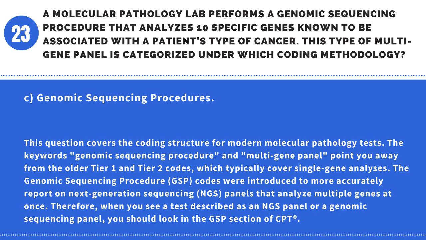Answer: C. Genomic sequencing procedures. This question covers the coding structure for modern molecular pathology tests. The keywords genomic sequencing procedure and multi-gene panel point you away from the older Tier 1 and Tier 2 codes, which typically cover single-gene analyses. The genomic sequencing procedure, GSP, codes were introduced to more accurately report on next-generation sequencing, NGS, panels that analyze multiple genes at once. Therefore, when you see a test described as an NGS panel or a genomic sequencing panel, you should look in the GSP section of CPT.